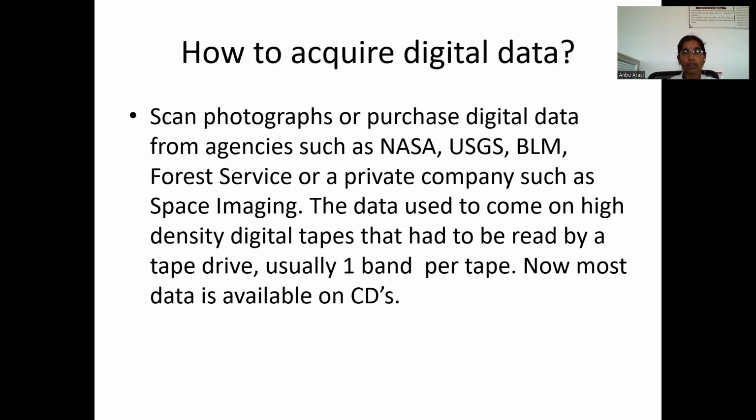How to acquire digital data? Scan photographs or purchase digital data from agencies such as NASA, USGS, BLM, Forest Service, or a private company such as Space Imaging. The data used to come on high density digital tapes that had to be read by a tape drive, usually one band per tape. Now, most data is available on CDs and memory cards.